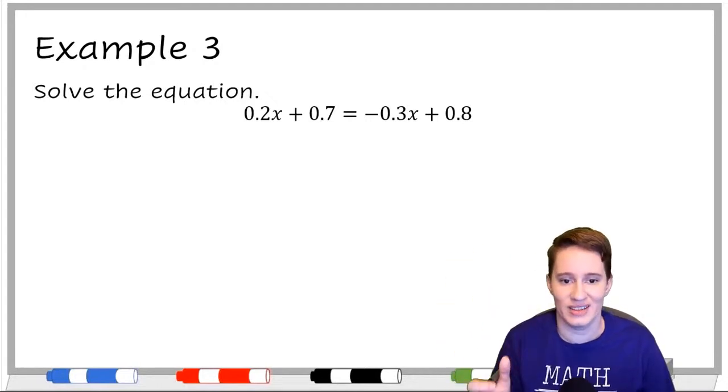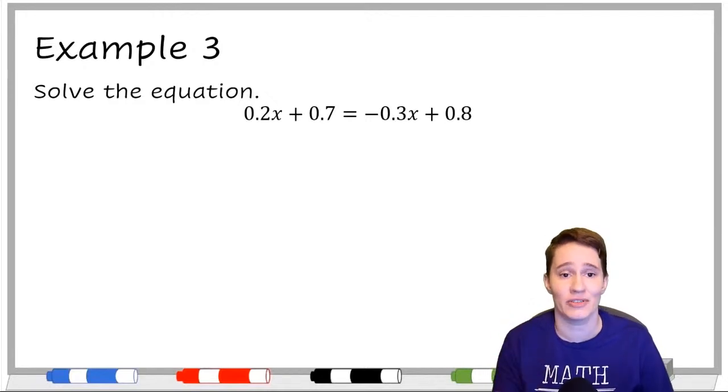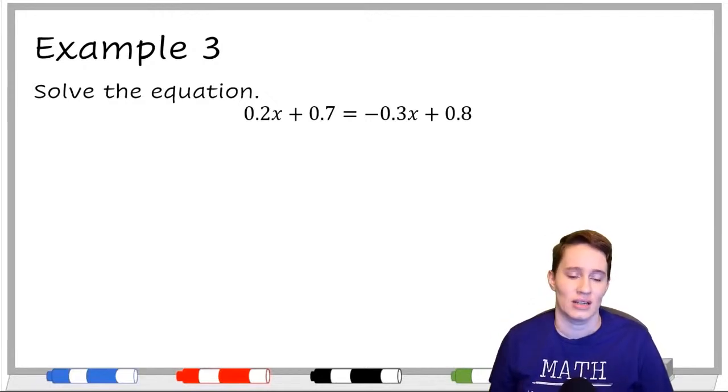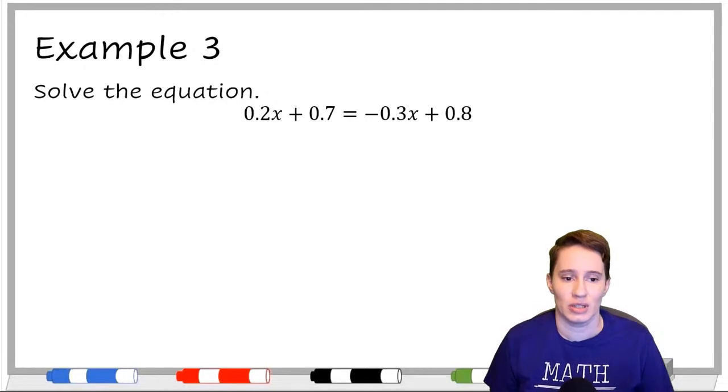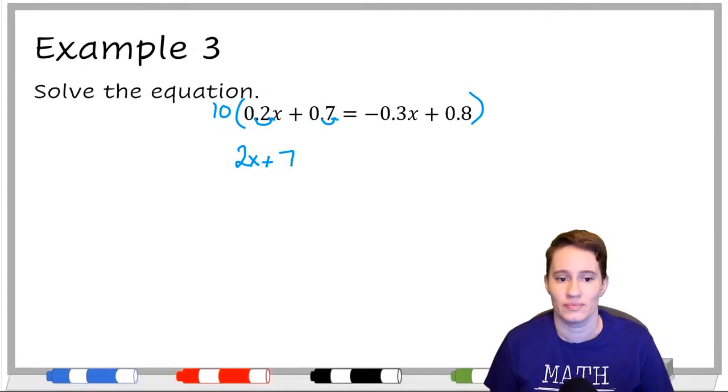We move the decimal over the same amount for each, to the right, and so that's going to make this be 2x, because we're multiplying this whole thing by 10, and so everything gets multiplied. This is going to turn this into a 7. Going to turn this into -3x, and this into an 8.